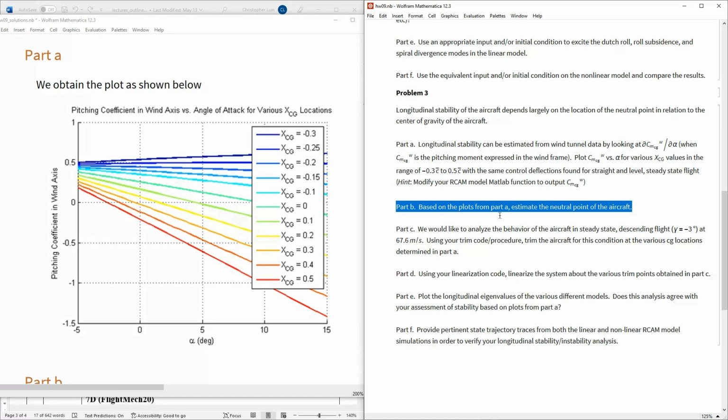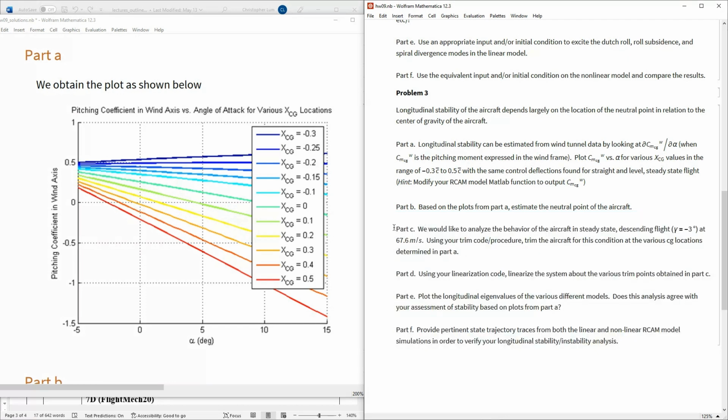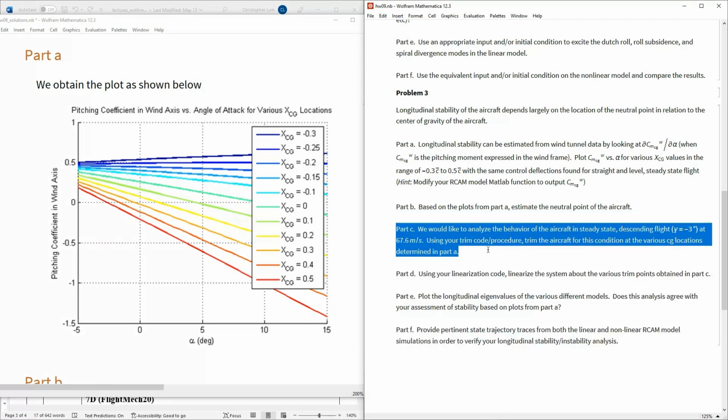All right, now, a lot of that is sort of, I don't want to call it hand wavy, but it's not actual full analysis. That's what I'd like to do now in these last parts. So for part C, let's actually analyze this aircraft in some configuration and see if it is stable or not for a given CG location.